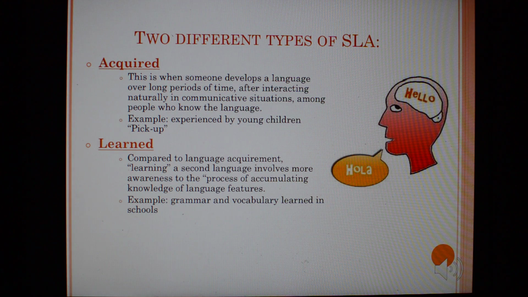Hi, my name is Vanessa. There are two different types of SLA. Acquired language is developed over long periods of time after having communicative interactions with people who speak the language. An example of this would be how children pick up language from a young age. Secondly, there is learned language, which involves a more formal and structured teaching. An example of this would be grammar and vocabulary learned in school.